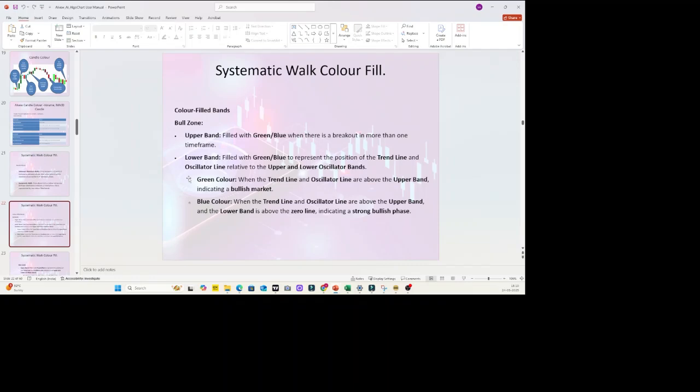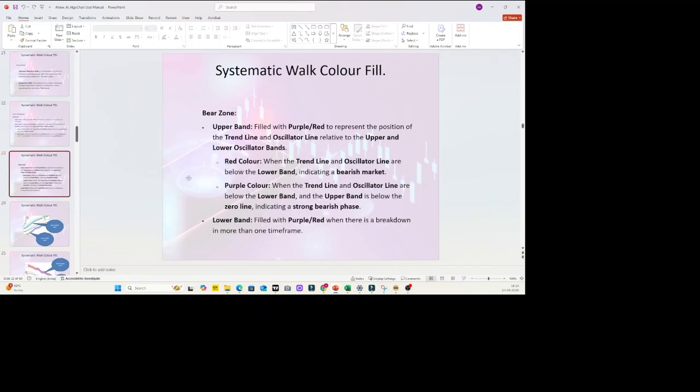Green color is when the trend line and oscillator line are above the upper band, indicating a bullish phase. Blue color is when the trend line and oscillator line are above the upper band and the lower band is above the zero line, indicating a strong bullish phase. So additionally, when the lower band is also above the zero line, then we can say that there is a strong bullish phase.